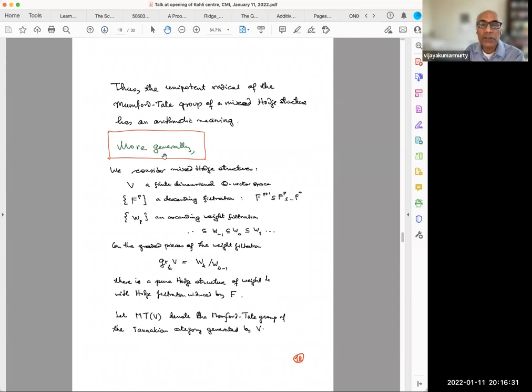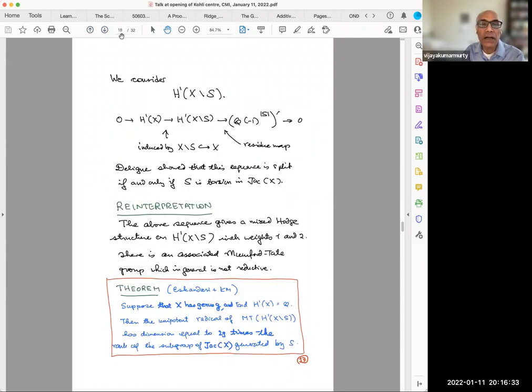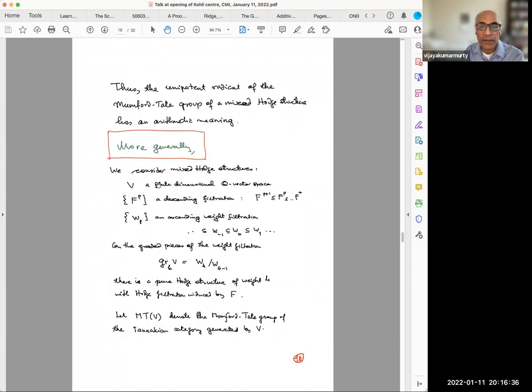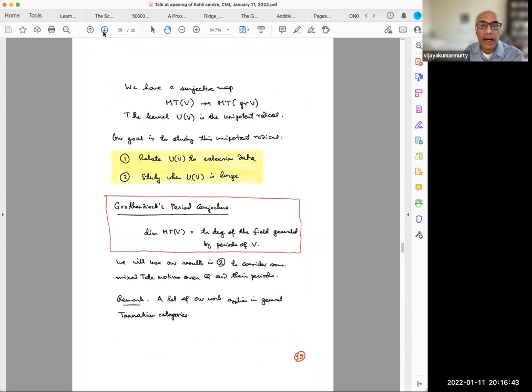So more generally, just as this was a mixed Hodge structure, you can look at more general mixed Hodge structures and you get a Mumford-Tate group, you get a Tannakian category and a Mumford-Tate group to it. And here's the general period conjecture: the transcendence degree of the field generated by the periods of that mixed Hodge structure should be the dimension of the Mumford-Tate group. And our point is that the Mumford-Tate group in general is hard to get your hands on, but the unipotent radical is somewhat more accessible.